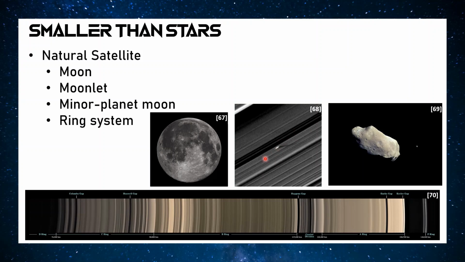Now, a minor planet moon is a moon that orbits a minor planet. An example here is 243 Ida and its moon Dactyl. And then another small thing, sort of a natural satellite, is a ring system. It's a disk or ring composed of solid material, dust, or moonlets. So here is a schematic of Saturn's rings.